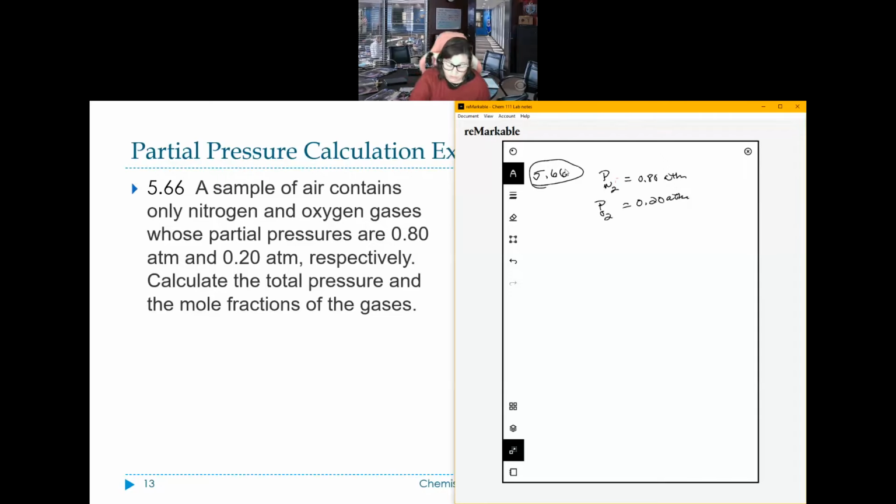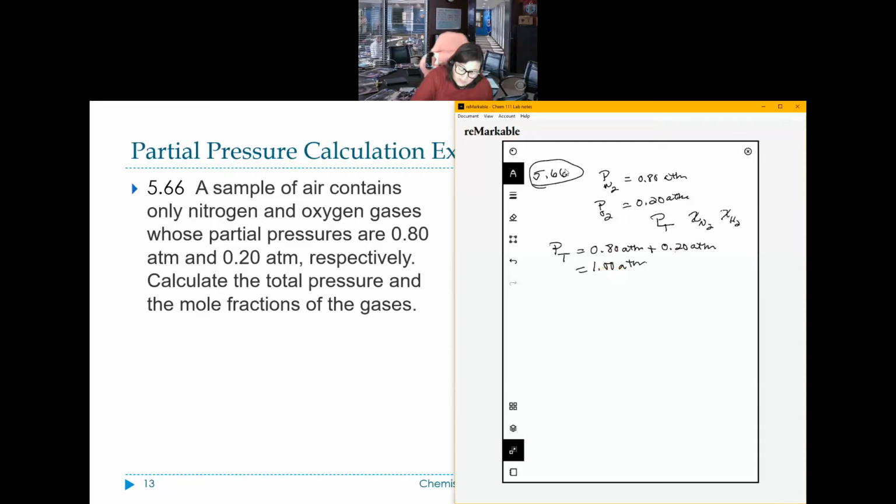Calculate the total pressure and the mole fraction for N2 and the mole fraction for H2. The total pressure is going to be the sum of the partial pressures, so the 0.80 atm plus the 0.20 atm, and that's equal to 1.00 atm. Since I'm adding these, we go to the last decimal place. 2 decimal places on this one, 2 decimal places on this one, gives me a total of 1.00 atmospheres.